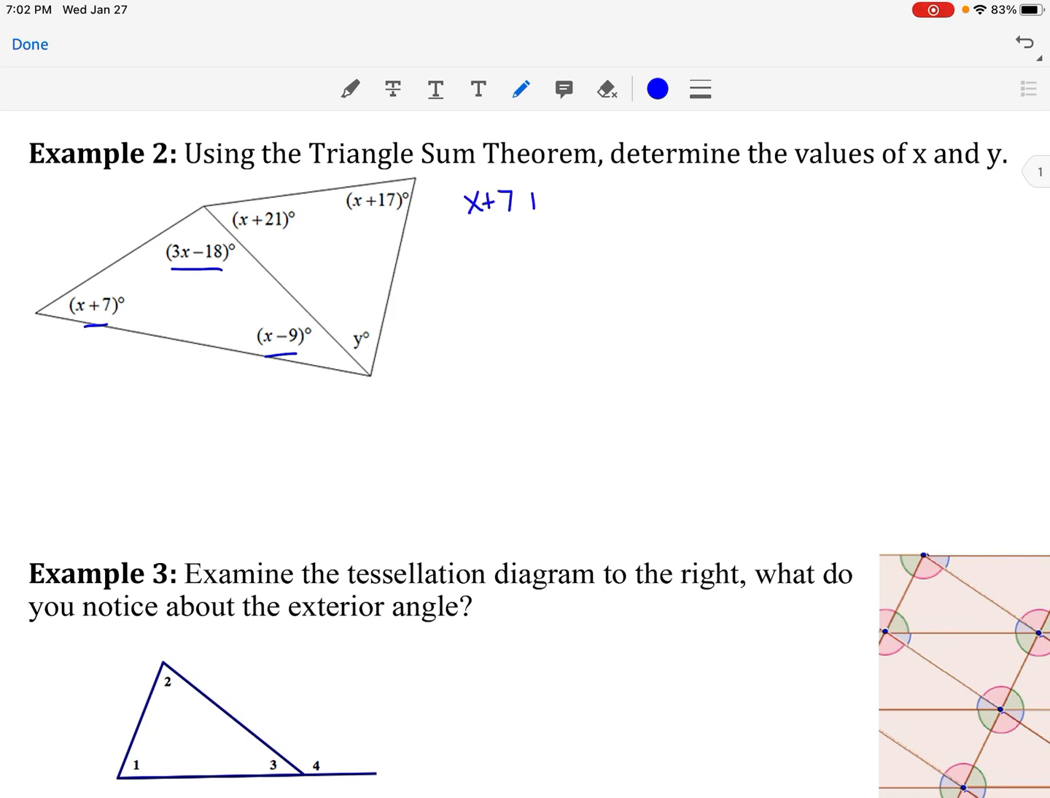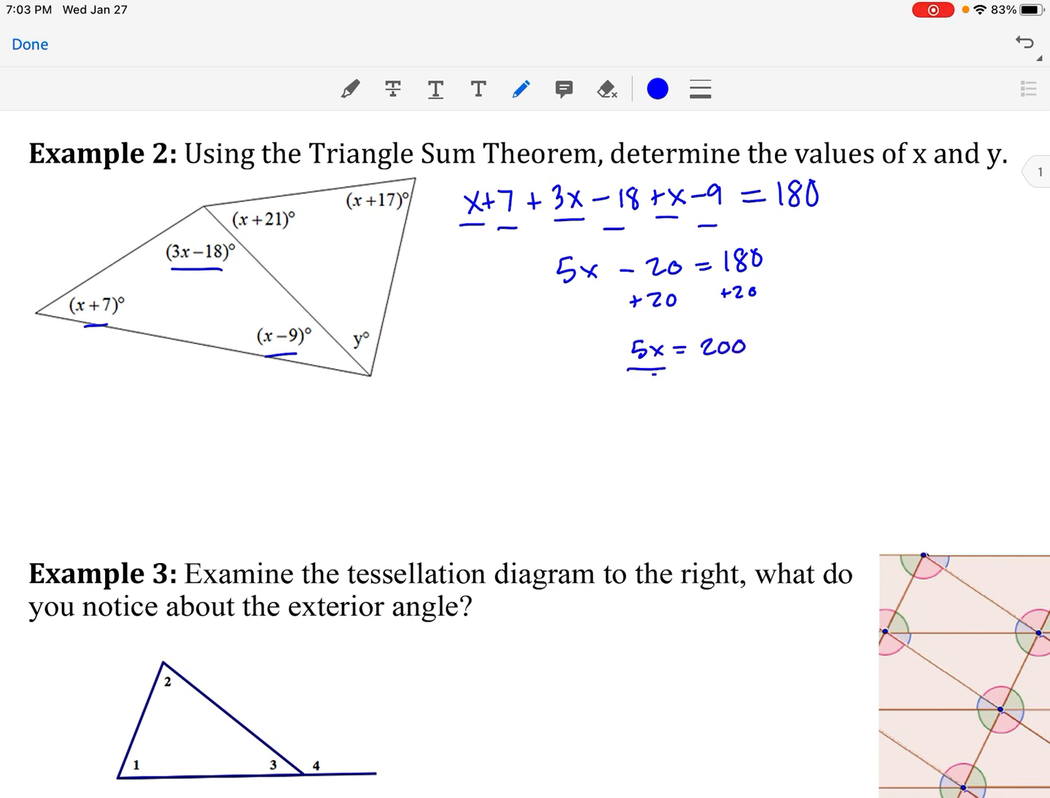So the first angle plus the second angle plus the third angle. So all three angles of our triangle added together equal 180. That's the triangle sum theorem. So then we combine our like terms. So we have x, 3x, and x. So that's 5x altogether. 7 minus 18 minus 9. That will be minus 20. Equals 180. We continue to solve. Add 20 to both sides. And then we divide by 5. So we end up getting x equals 40.